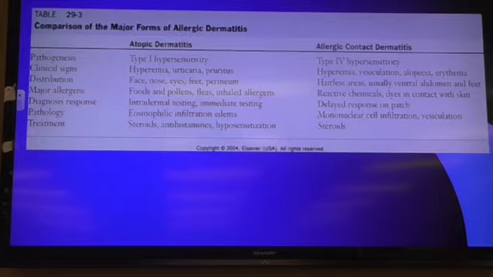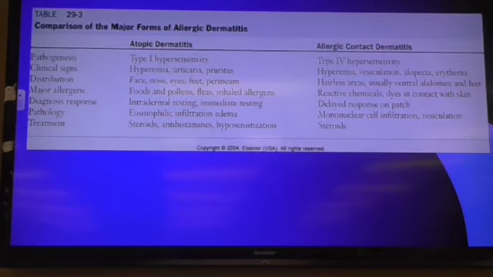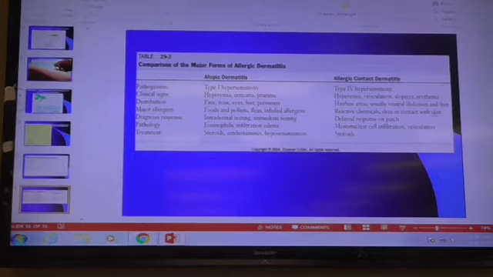Any questions on this? That's all I have about hypersensitivities. If not, let's go on to the next chapter here.